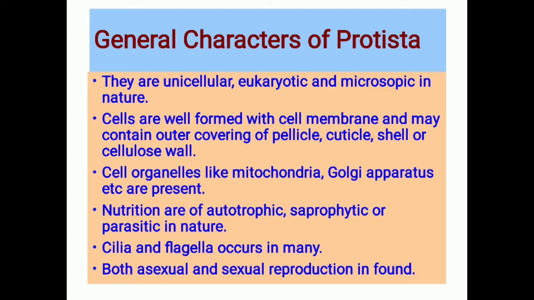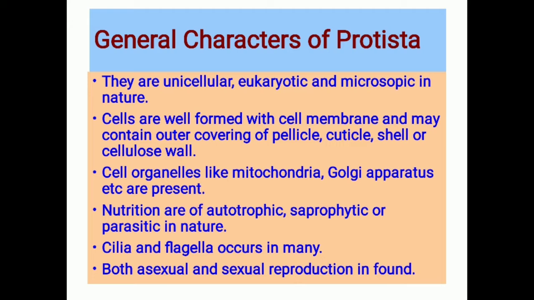These Protista are mainly aquatic organisms, and therefore they are found in sea, freshwater, and moist soil. And they are also generally called as planktons. The next characteristic is the cells are well formed with cell membrane and may contain outer covering of pellicle, cuticle, shell, or cellulose wall. They have cell wall, and cell wall is followed by the cell membrane.